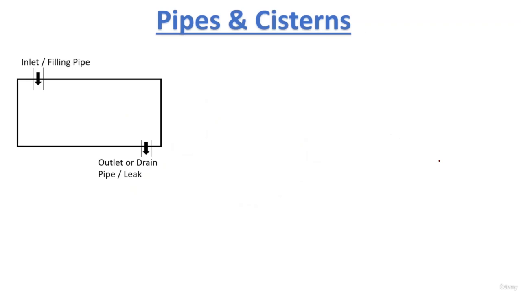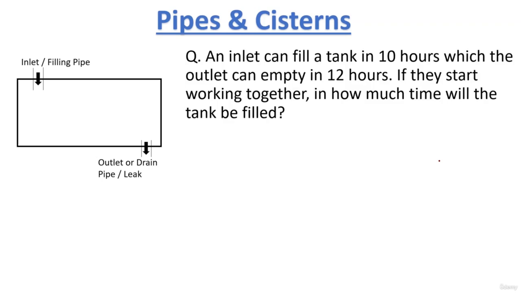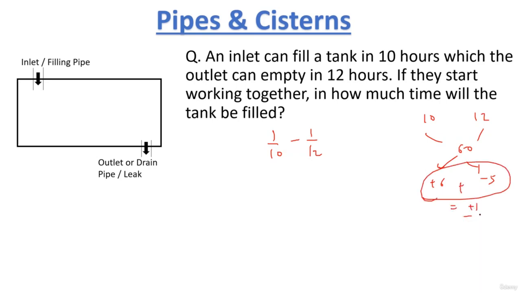Okay, we'll take one example exactly like the one we solved. An inlet can fill a tank in 10 hours, while the outlet can empty it in 12 hours. If we start working together, in how much time will the tank be filled? The answer is 1 by 10 minus 1 by 12. What we did in the previous question, same thing, right? 10 12 का LCM लिया था 60. Efficiency here is plus 6, here it's minus 5. Effective efficiency is plus 1. Plus 1 के रेट से काम होना है, कितना काम होना है? 60 units. You can also do this reciprocally.